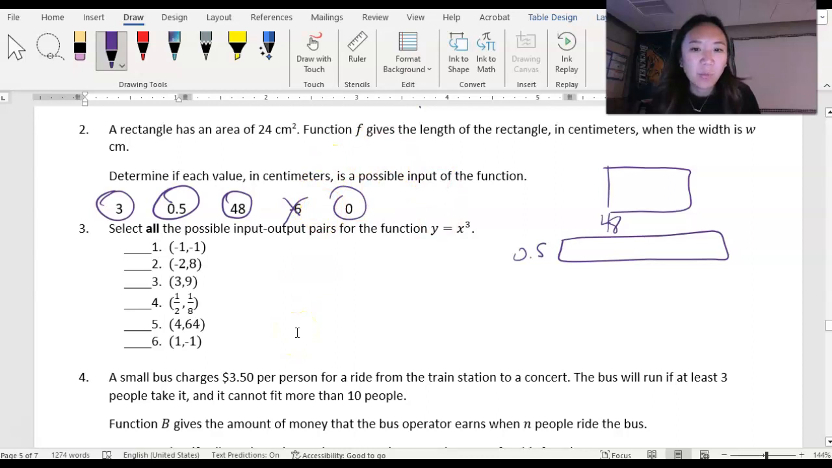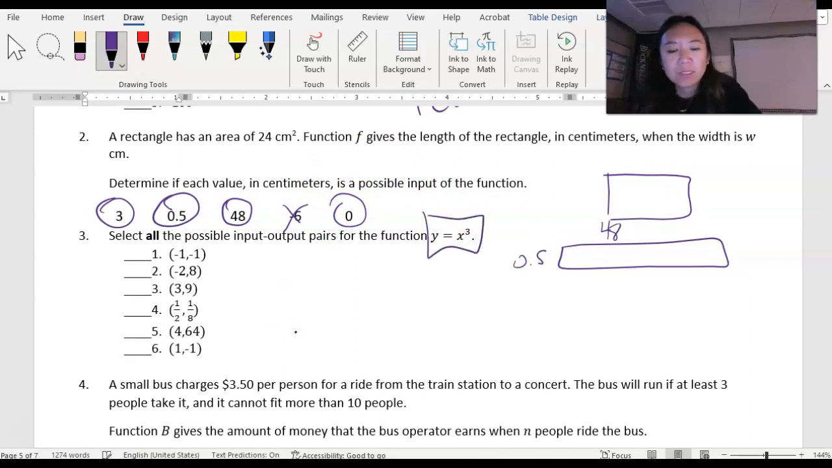Select all possible input-output pairs for the function y equals x cubed. So if we were to input -1, would we get -1? Yes. -1 times -1 is +1, times another -1 is -1. If we were to put in -2, it would be -2 times -2 times -2. That would give us a positive and then a negative, so this is not going to work. 3, 9. So 3 times 3 equals 9, but this is cubed, so this does not work because it should be 3, 27.